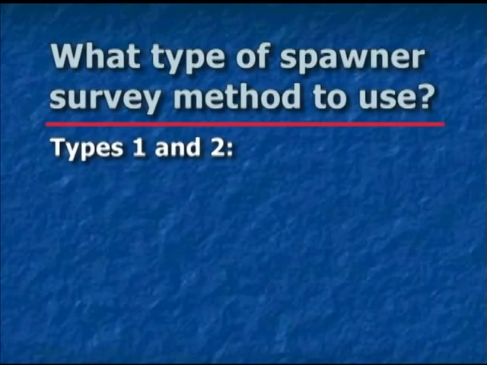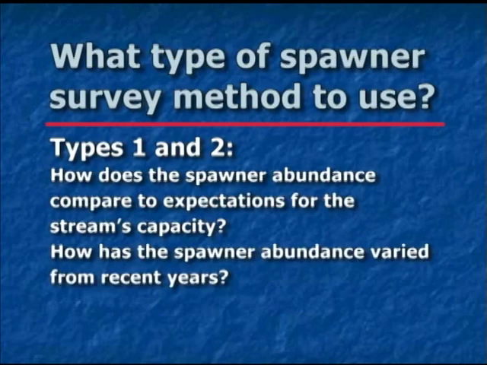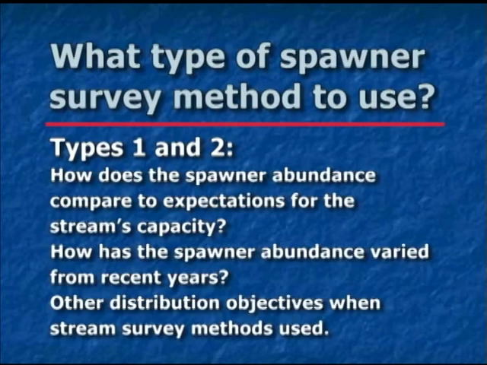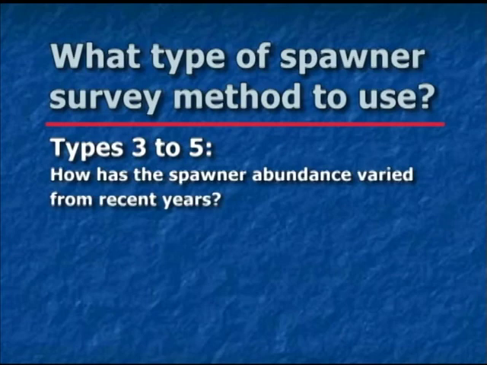What type of spawner survey method to use? Well, types 1 and 2 really get at the questions of how does the spawner abundance compare to expectations for the stream's capacity, or how has the spawner abundance varied from recent years, and other distribution objectives when the stream survey methods are used. So, for example, how many fish went past a certain point, or how many were in this segment of the river. Types 3 to 5 really get at how has the spawner abundance varied in recent years, so we can tell some changes through time.